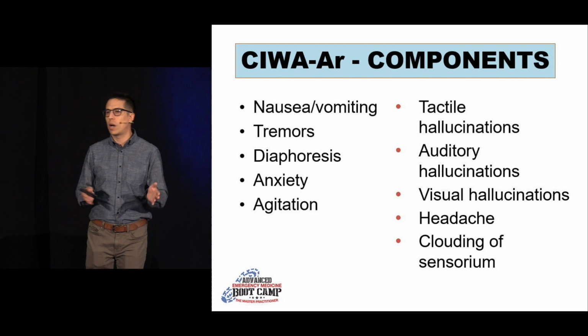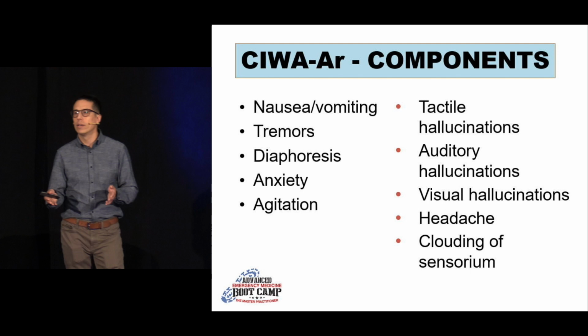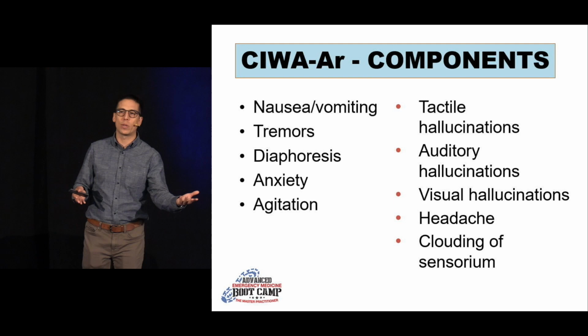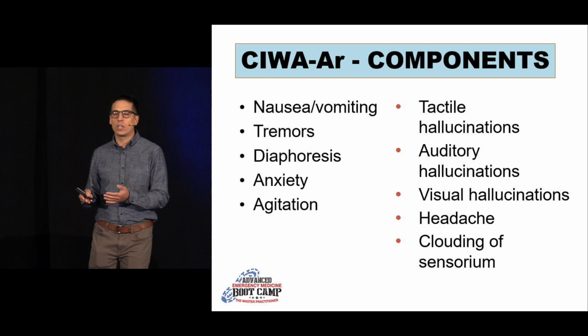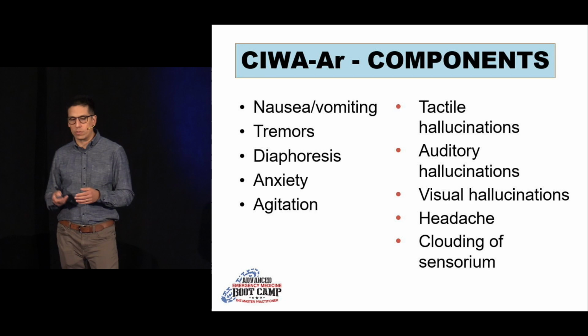You've got a trauma patient; yes, they might have nausea and vomiting and diaphoresis and tachycardia. Their sensorium might be clouded. You can either give them symptom-guided benzo treatment inappropriately, or you can use something else to figure out what's going on and guide their treatment. So these are the CIWA components: nausea, vomiting, tremor, diaphoresis, anxiety, agitation, tactile hallucinations, auditory hallucinations, visual hallucinations, headache, and clouding of sensorium.